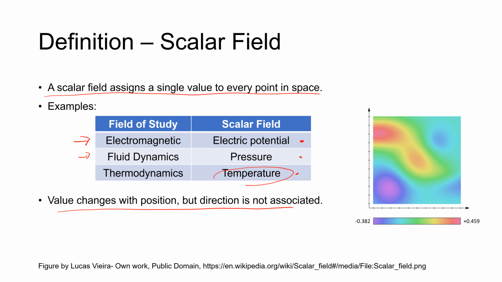Let's take an example about temperature. Here, a distribution of temperature, high or low. So in two dimensions here, at this specific point, for example, there is a specific value of temperature, and so on for different positions.